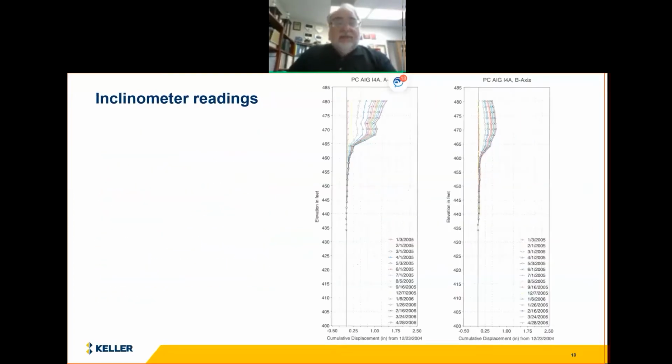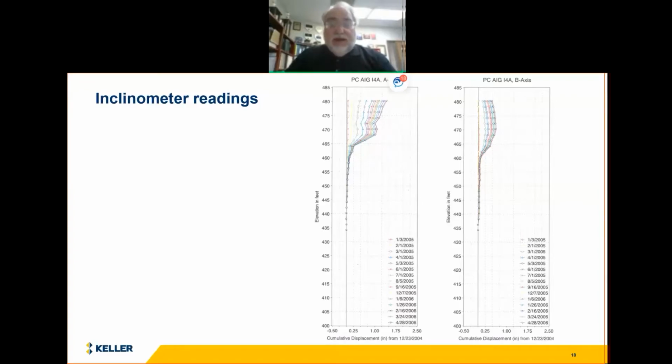This is just an example of a slope inclinometer reading. A slope indicator is a plastic tube with slots in it. Then you send a probe down, and it can measure thousandths of a millimeter. It's incredible. So these are results taken way back in 2005, 2006. And you can see as the calendar moves along how this slope failure is progressing.